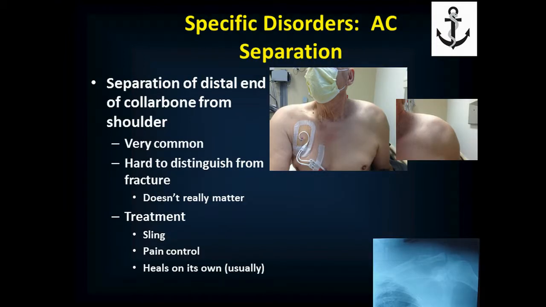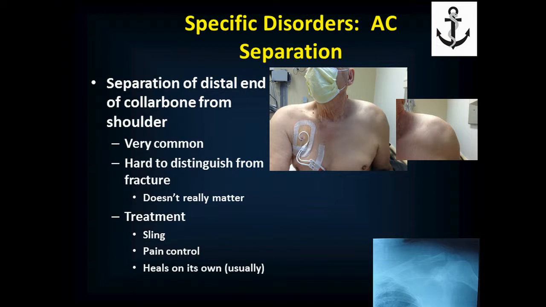Let's talk about some specific disorders, the acromioclavicular separation, which can be very hard to distinguish from the fracture. So the distal end of your collarbone attaches to your shoulder girdle. It actually attaches to a forward arcing piece of the scapula, your shoulder blade. And it's very common that you can separate those two.